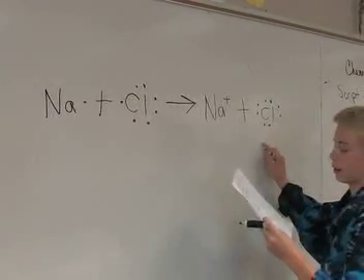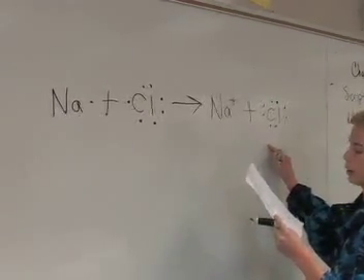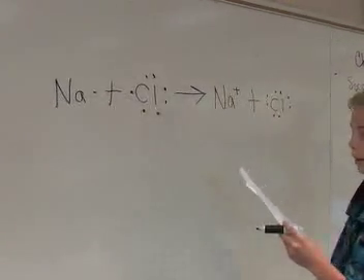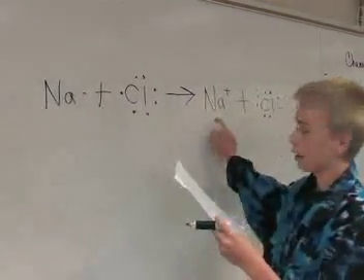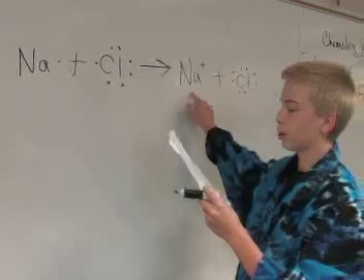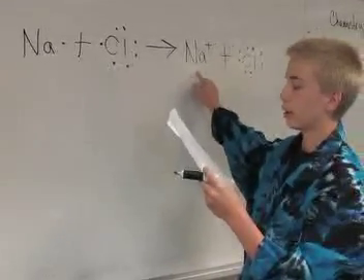And for chlorine, it gains an electron, leaving it with a closed shell. And for Na, sodium contributes an electron, leaving it with a closed shell.